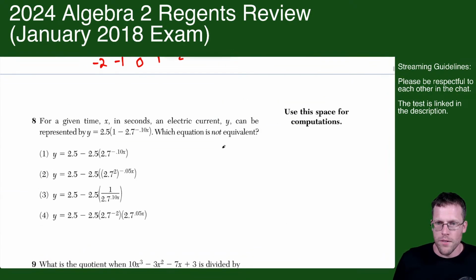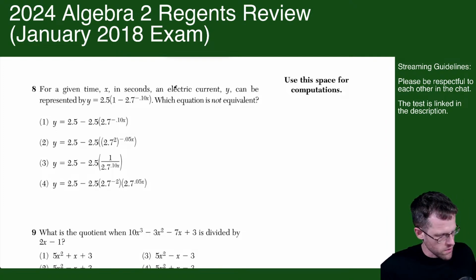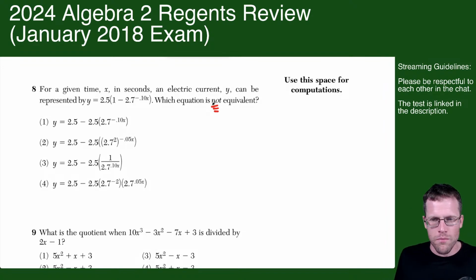Cool. Alrighty. So next up, let's see. We have, for a given time x in seconds, an electric current. Let me just follow in my notes because I solved this ahead of time just so that my explanations are smoother instead of doing everything from scratch. So we have, for a given time x in seconds, an electric current y can be represented by this. Which equation is not equivalent? These are like one of those anti-word problems. Why not just say, here's an equation, which one is not equivalent?